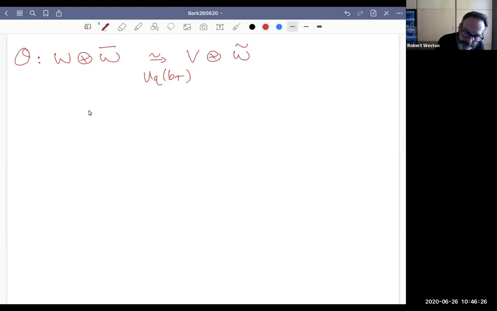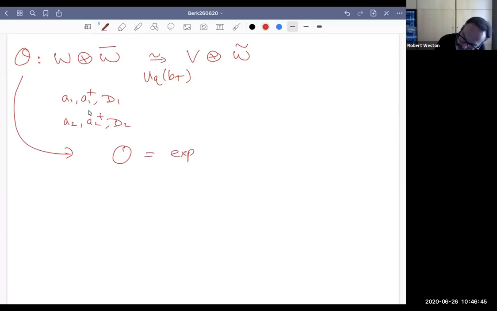So they write down two different Q oscillators. So they have A1 dagger and some D, where these are Q oscillators, and then they have A2 dagger and D2. And this is amazingly simple, this operator, this isomorphism. O is simply this. It's a Q squared exponential of A1 tensor A2 dagger minus Q minus Q inverse.